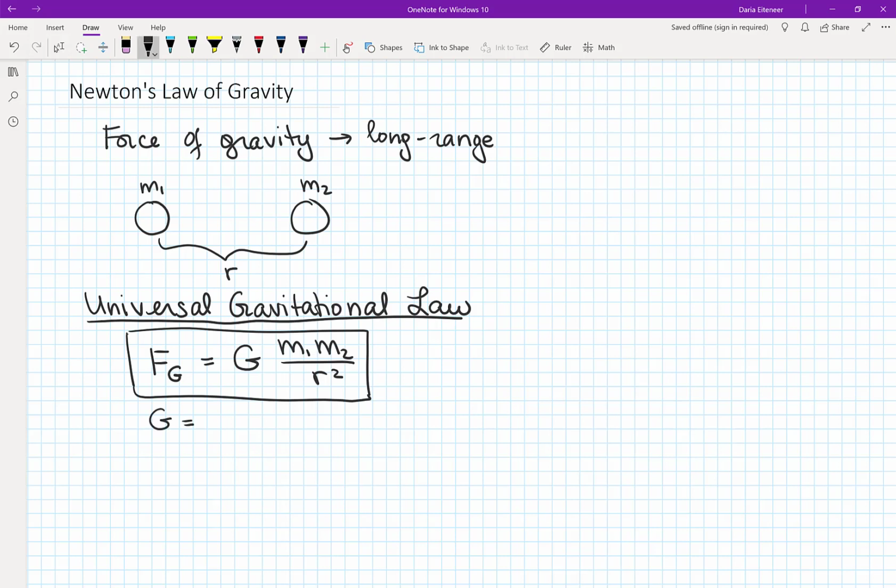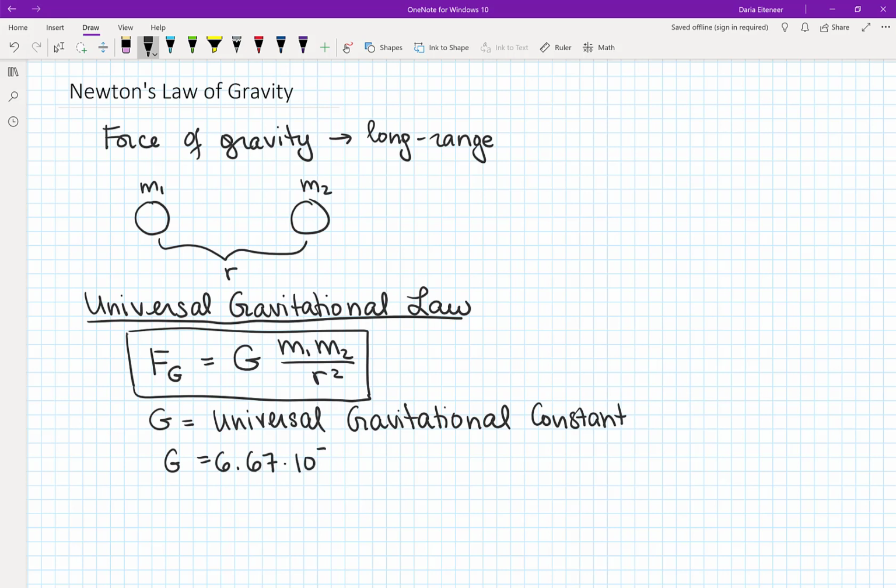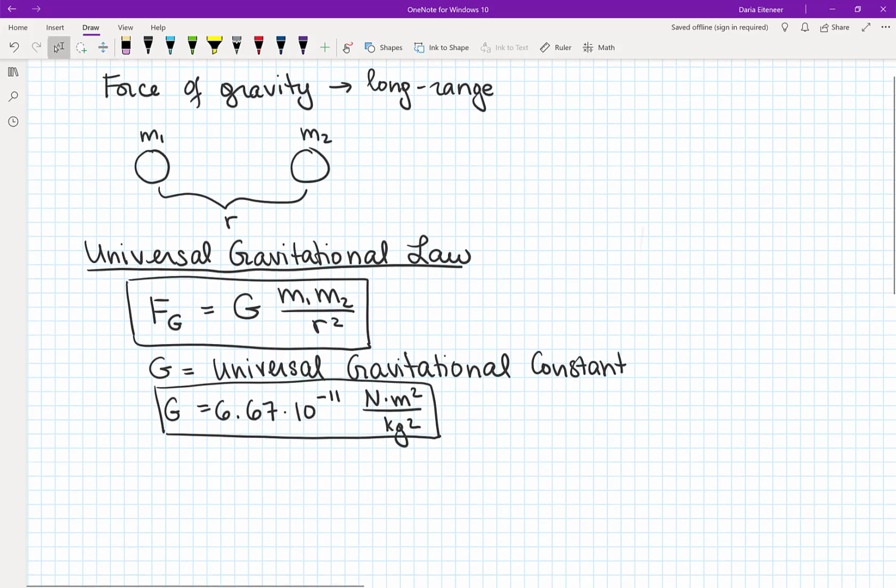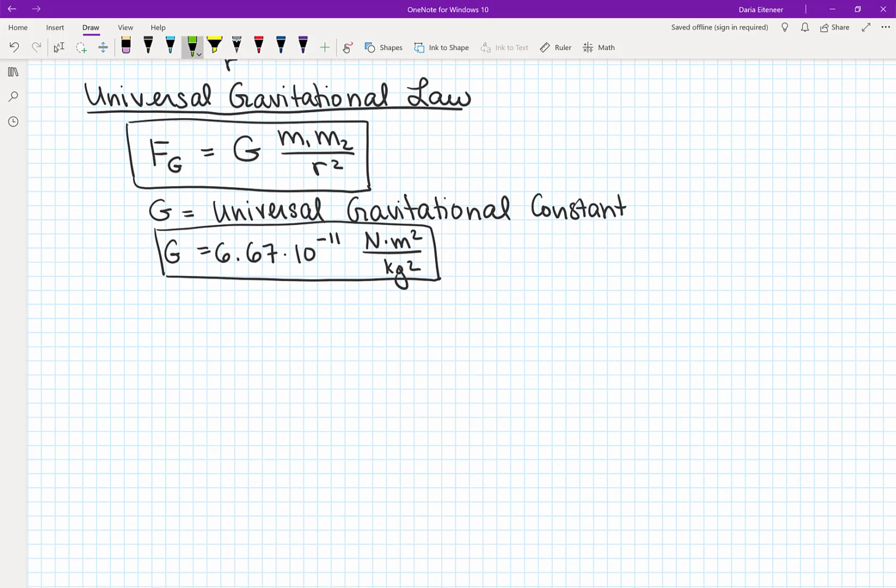G is called universal gravitational constant. And it's equal to 6.67 times 10 to the negative 11 Newton meter squared over kilogram squared. So it's one of the fundamental constants of nature. Notice how it has really weird units? Well, these really weird units are so that everything else works out.